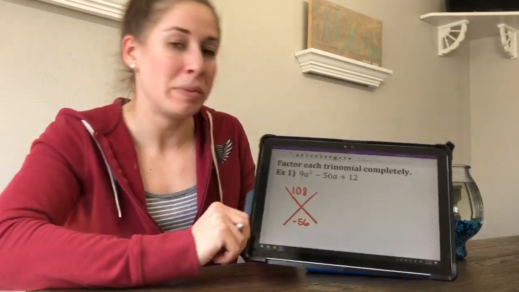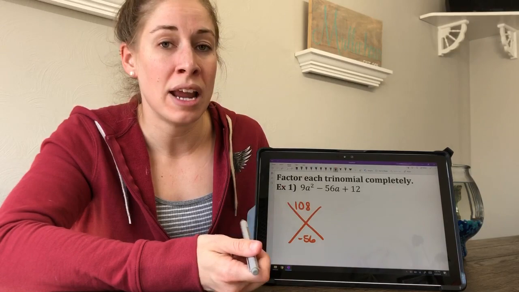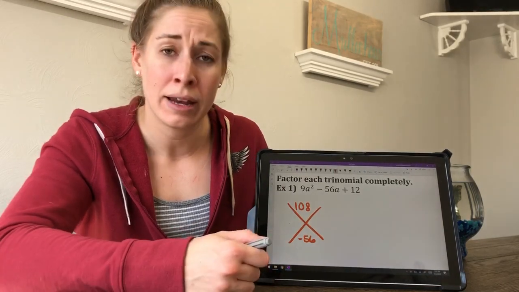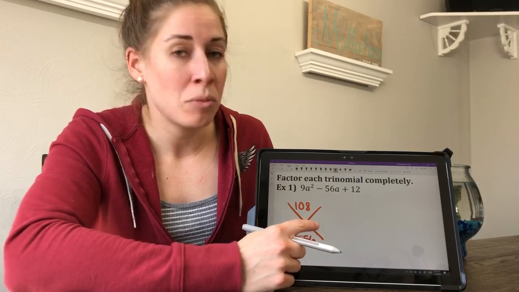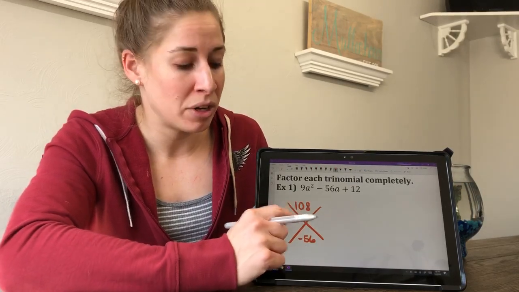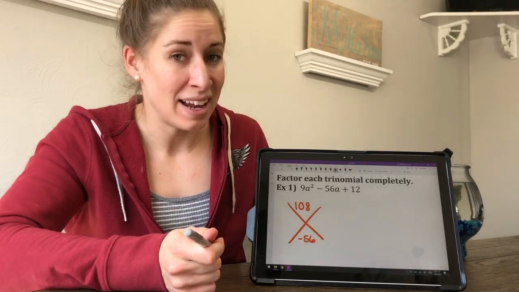So you should be asking yourself the same thing. What times what gives me 108, but when I add them together, I get negative 56? Bigger numbers, okay? What you should notice is that when you're multiplying them, you get a positive, but when you add them, you get a negative.